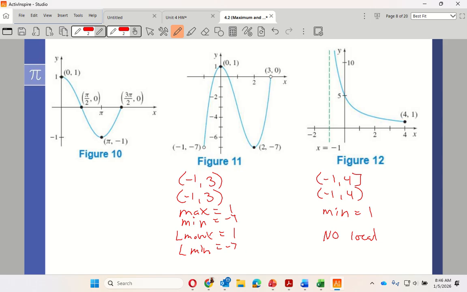Why would there be no brackets on 11 if it's on the x-axis? Because the points are open. See this right here? Open dot. Open dot. And on this one that we just did, these are closed dots. So that's why we include those.